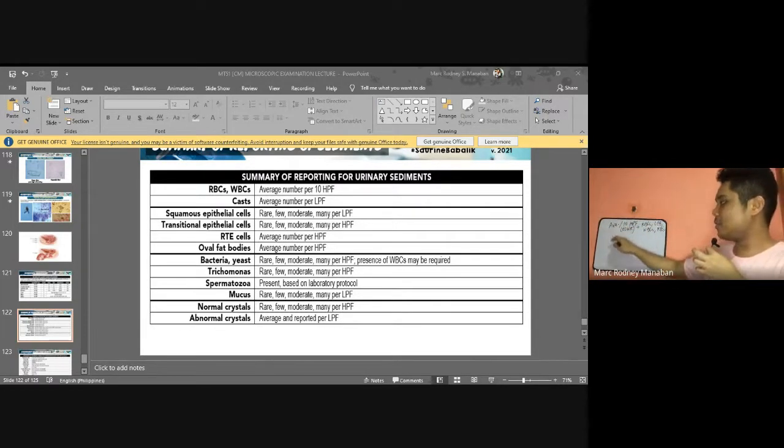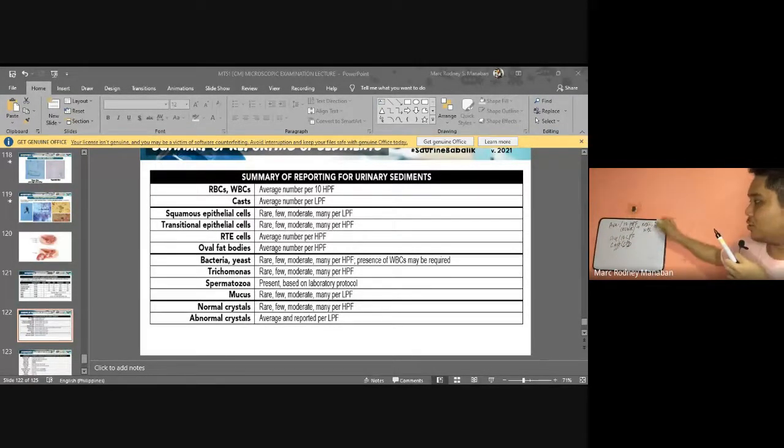Next, average number per 10 LPF. What is the mnemonic? You have CAST CRAB. What does that mean? Casts and abnormal crystals. Take note: casts and abnormal crystals, average per 10 LPF.